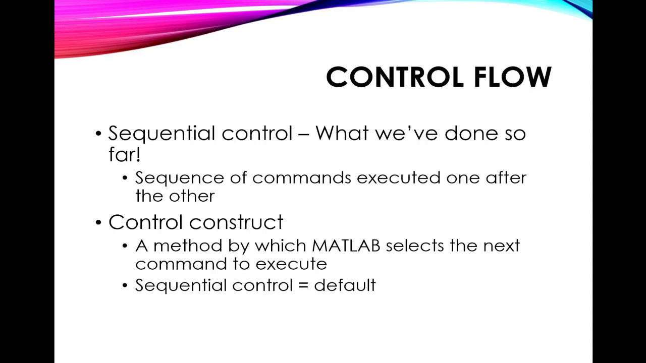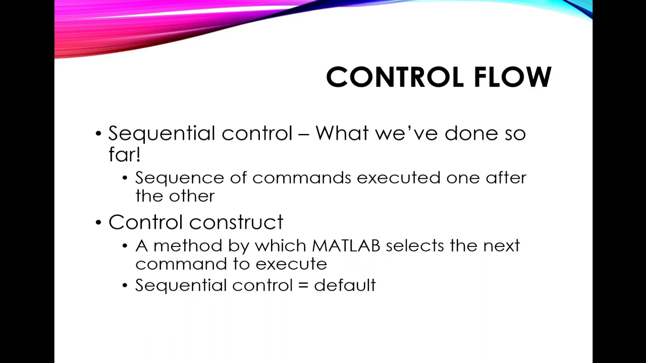So in previous chapters, we have developed several completed working MATLAB programs. However, all of the programs were very simple, consisting of a series of MATLAB statements that were executed one after another in a fixed order. These programs are called sequential programs. So sequential is the primary example of a control construct. A control construct is just a method by which MATLAB selects the next command to execute after it's done with the current one.